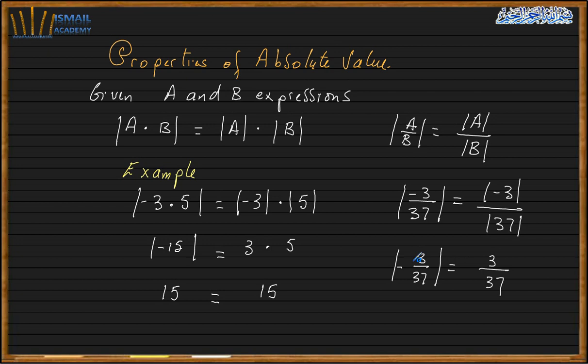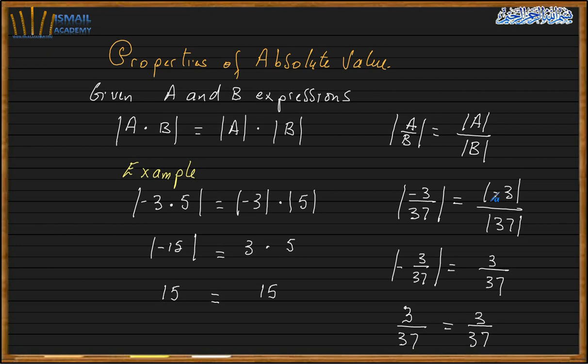It's the same thing as 3 over 37. So this is why the absolute value of the quotient is the quotient of absolute values. You can do the same thing for multiplication, but not for addition.